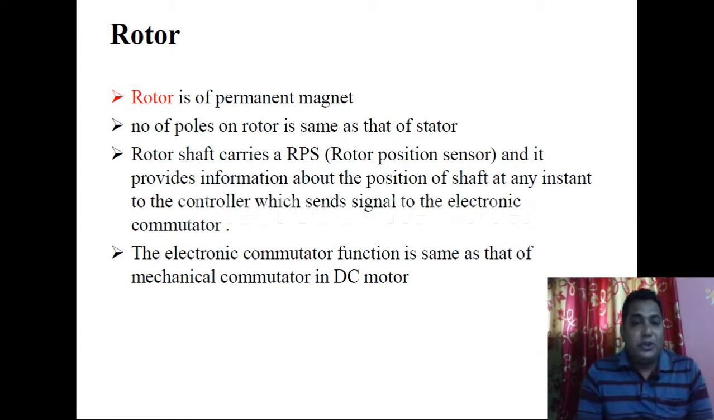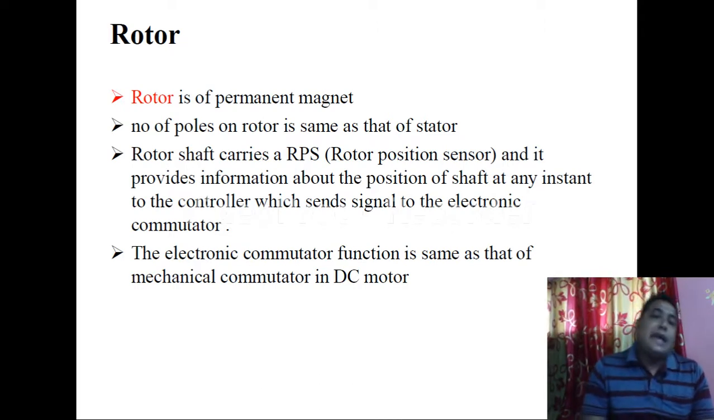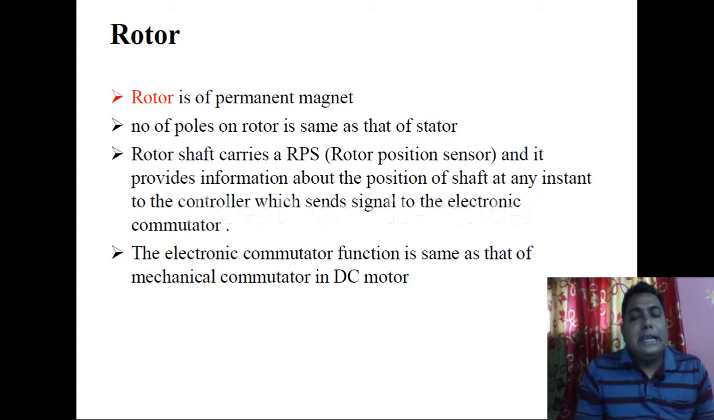So it is a very important point that to rotate the machine at synchronous speed, the number of poles on the rotor must be equal to the number of poles on the stator. Okay, so the rotor shaft carries the RPS. So what is RPS? That is a rotor position sensor, and it provides information about the position of the shaft at any instant to the controller, which sends a signal to the electronic commutator.